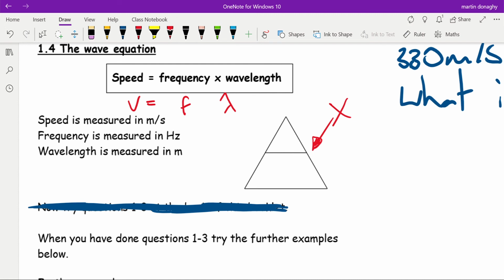Now, speed should be measured in meters per second. Wavelength should be meters. It's important those two things match up. Okay, so if this was centimeters, this would have to be centimeters per second. We rarely use that, although it is used in one of the questions below here. And then frequency is the number of waves per second, but another way of saying per second, we just use this unit here, which is hertz, capital H, small letter z.